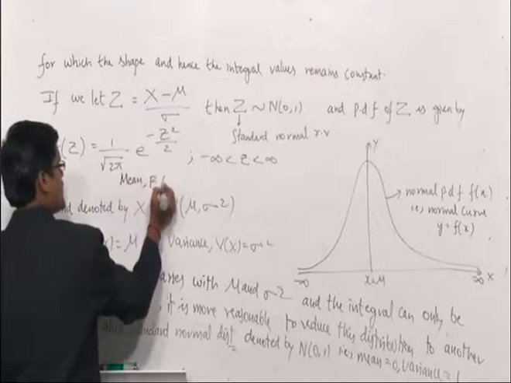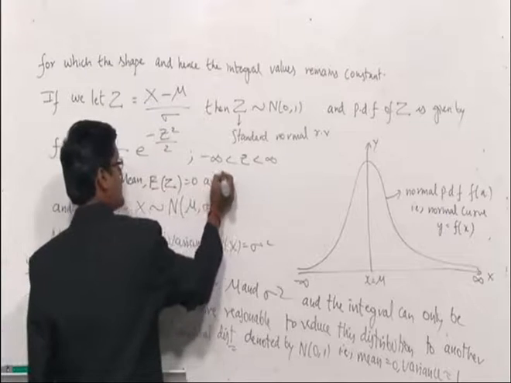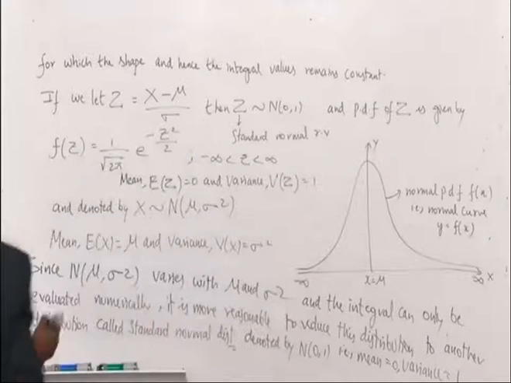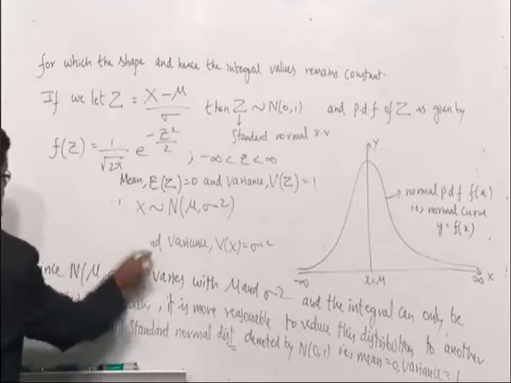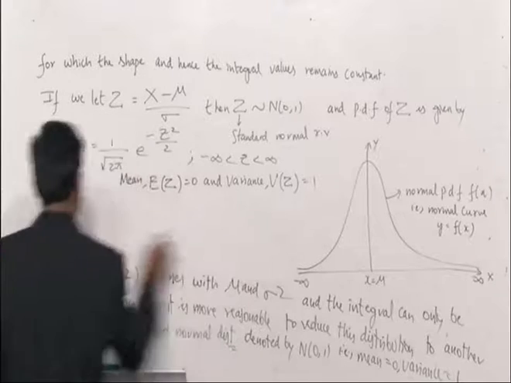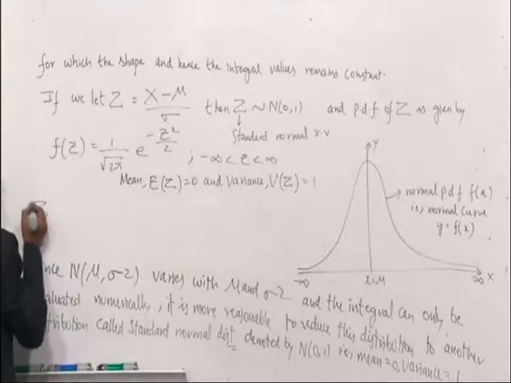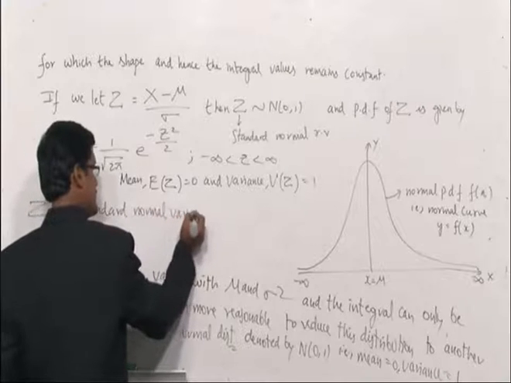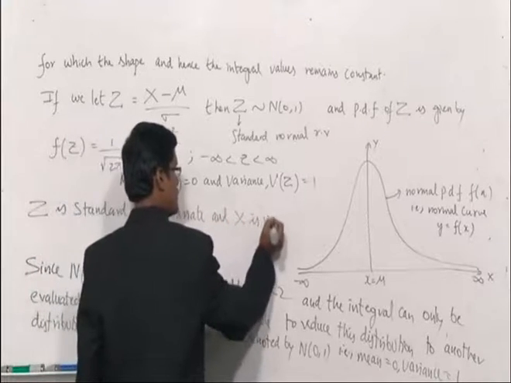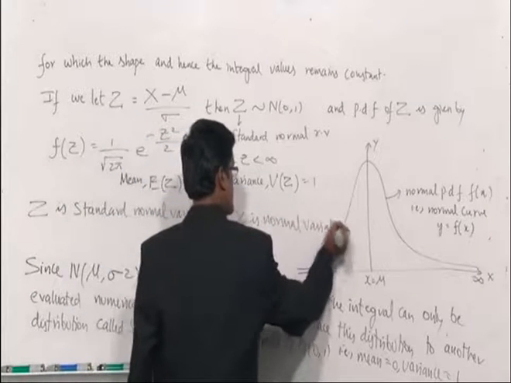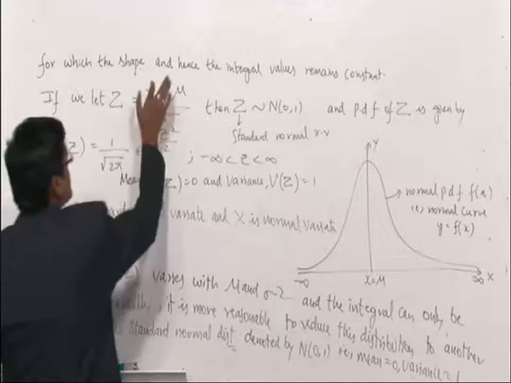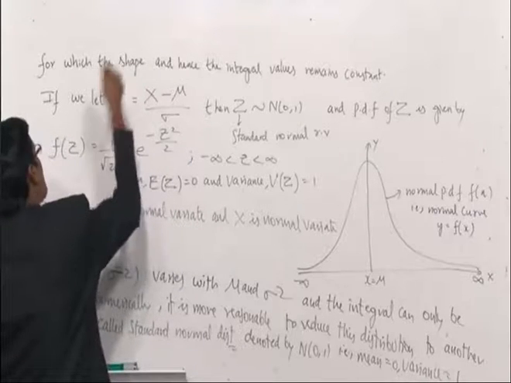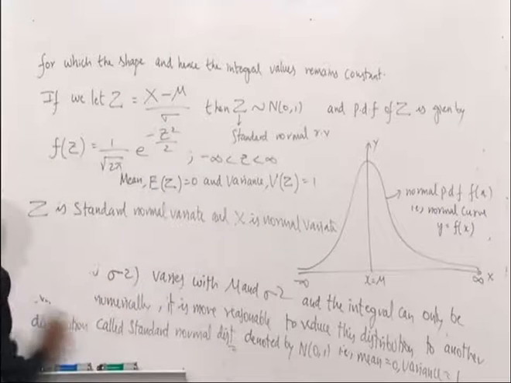The mean, expectation of Z, is equal to 0, and the variance V of Z is equal to 1. Z is the standard normal variate and X is the normal variate. Now what is the procedure? Converting a normal variate to a standard normal variate: the original normal variate minus its mean divided by the standard deviation simplifies to a new normal variate denoted by Z, called the standard normal variate, for which the shape, area and integral values are all preserved.